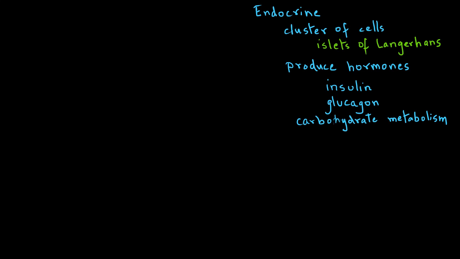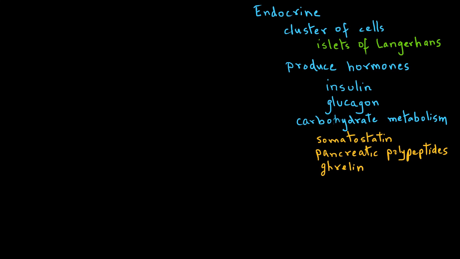In addition, other substances are also produced: somatostatin, pancreatic polypeptide, and ghrelin. Again, we will consider these particular secretions, these hormones, in more detail in a separate tutorial.